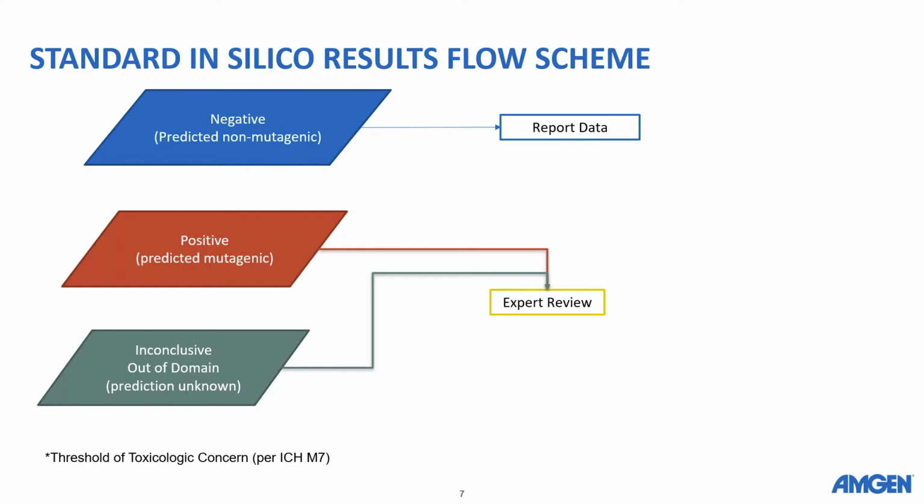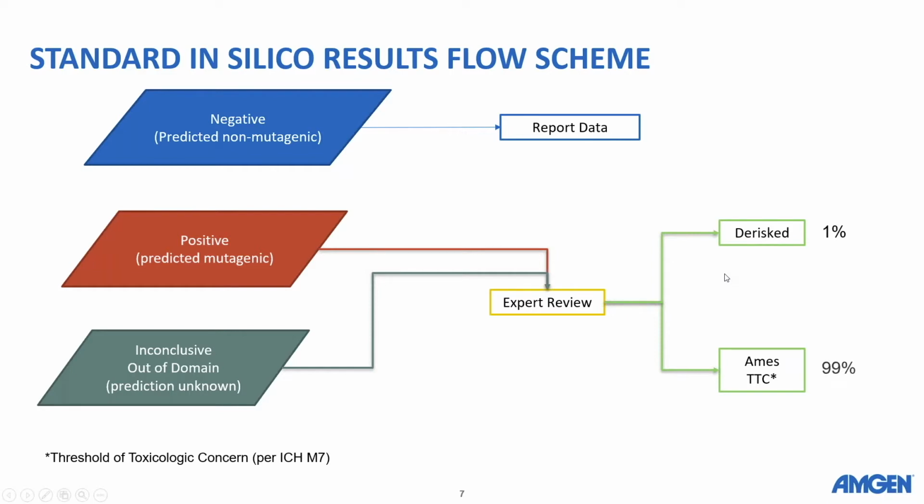Based on the review, we can either determine that the result stands as is, or we conduct a follow-up Ames, or we control the compound to the TTC to de-risk the potential impurity. Alternatively, we can de-risk these based on expert review. However, Amgen does take a very conservative approach, and typically only about 1% of the compounds are de-risked by expert review, while the remaining either have Ames conducted or control to the TTC if possible.